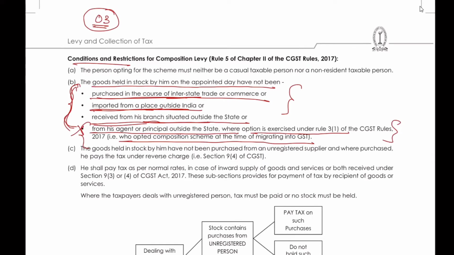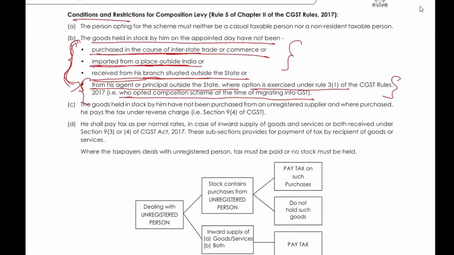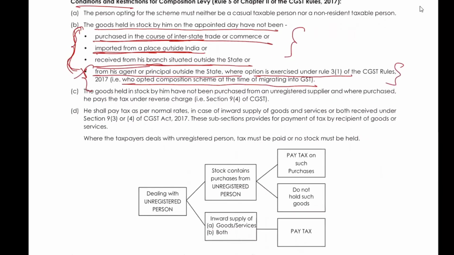Tax is there. If taxed goods are there, that's correct. But on the day when you are opting for the composition scheme, your inventory or stock should not hold any goods obtained in an interstate transaction, whether interstate trade or commerce, imported, or from a branch situated outside the state. Everything means interstate only. So interstate stock should not be there. It won't form part of your question because I'm not very sure about this thing. Neither have I seen it, nor have I done it.